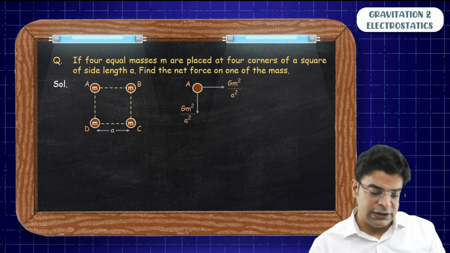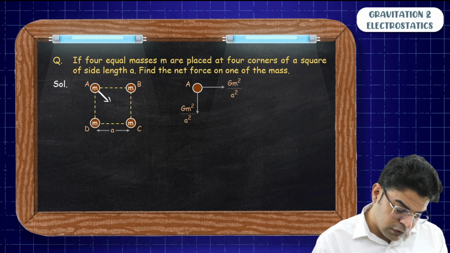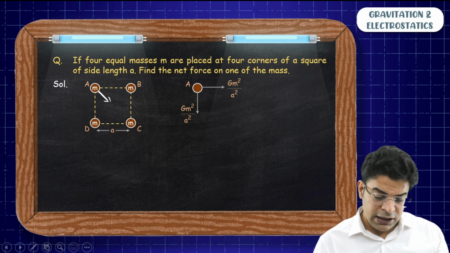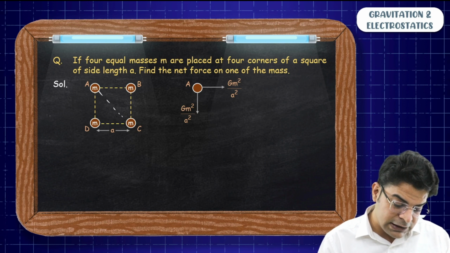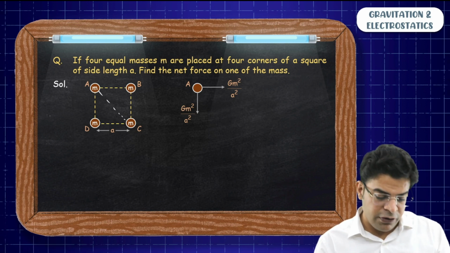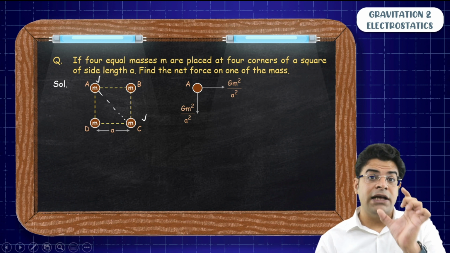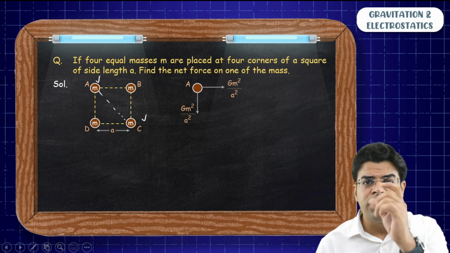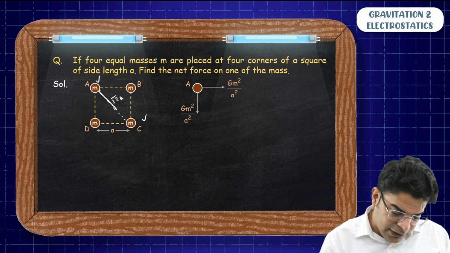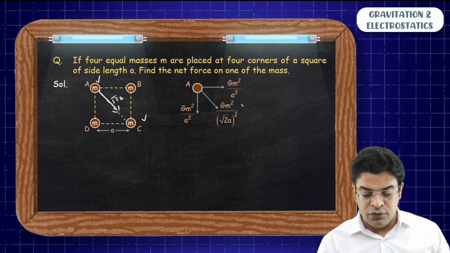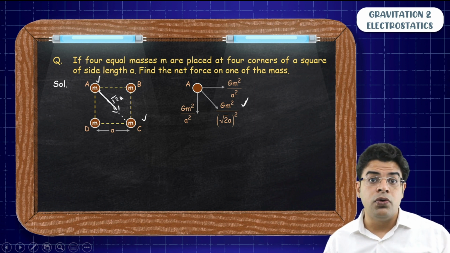And on this mass M, there will be also force because of C. But the force because of C can't be written as Gm square upon a square, because the separation between the masses is not a. The separation between mass A and C is the same as the length of the diagonal of the square, which is root 2a. So force by C on A will also be attractive in nature towards C, and that force will be equal to Gm square upon (root 2a) square.